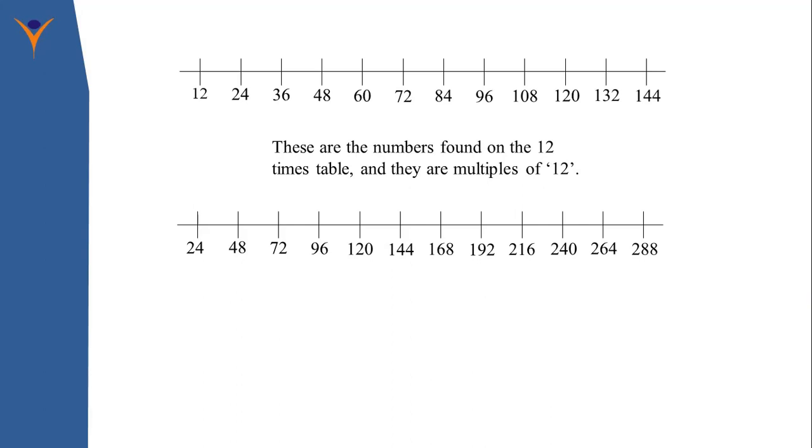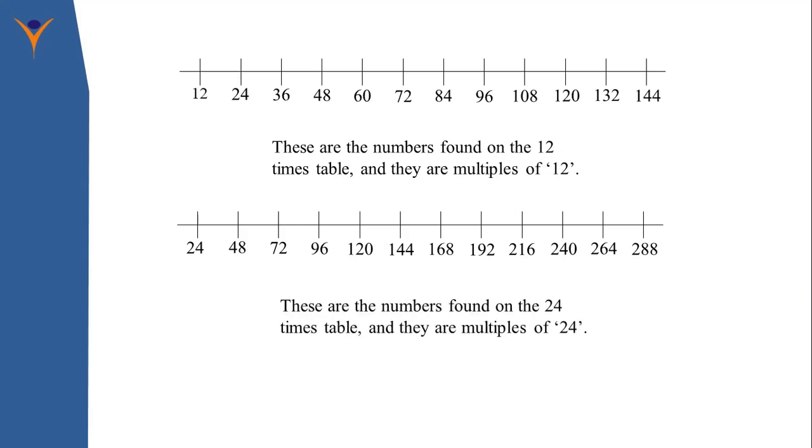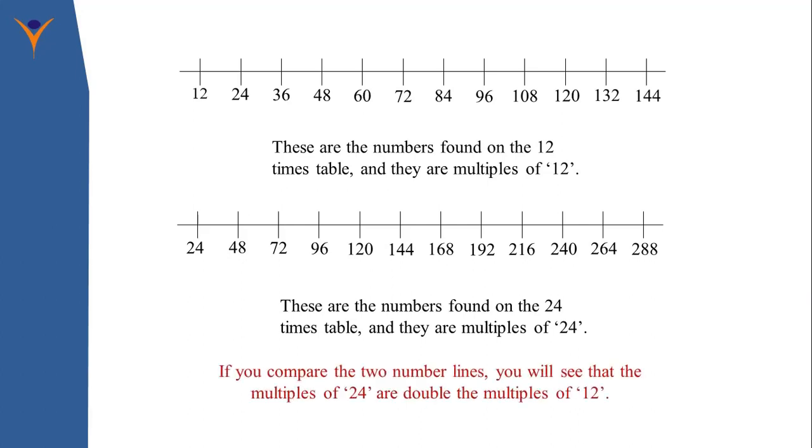All right. So what does this tell us? The numbers found on the 24 times table are the multiples of 24. And the multiples of 24 are all double the multiples of 12.